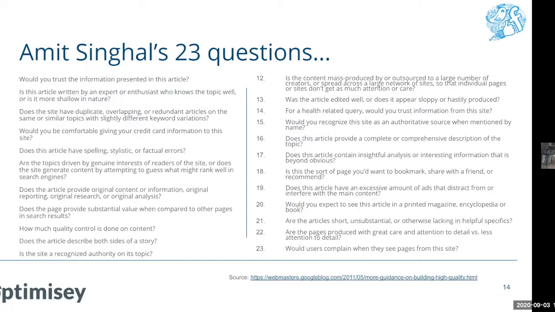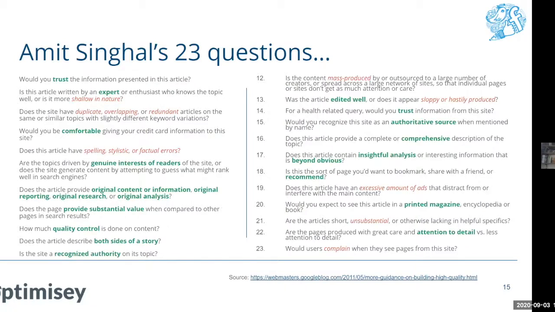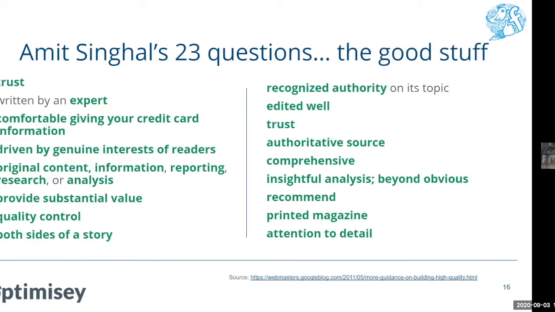Even 23 questions is probably a little bit much, and even on the slides, you're probably thinking, oh, I can't read that. So I've done some work for you. I've picked out all the bits in there. The green bits are where they're looking for things that are positive and good about it. And the red things are where they're looking for things that are bad, that can give them signals that it's maybe not so good. Even that might be a little bit too much, so here you go. I've sliced this down even further for you.